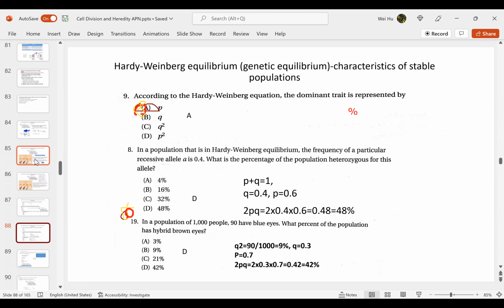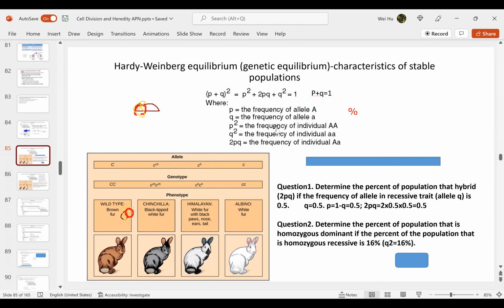So we already talked about it in here. We said here, the P and Q will not show any color or expression because they are in your germ cells, and your germ cells only have a single copy. The P square, Q square, 2PQ must be in your body cells because they can show some expression. In this question, they actually say blue eyes. They're showing. So then they must be P square, Q square, or 2PQ. Correct?